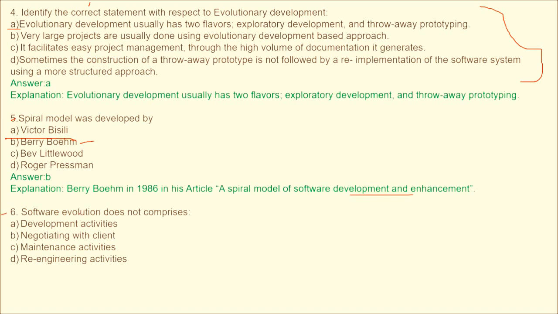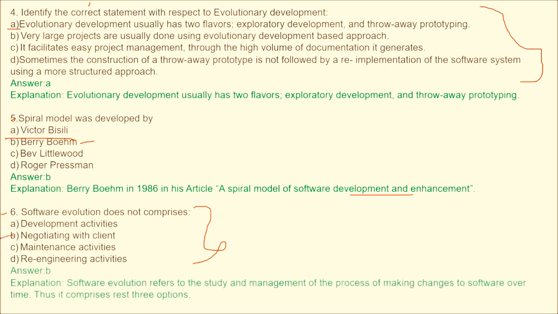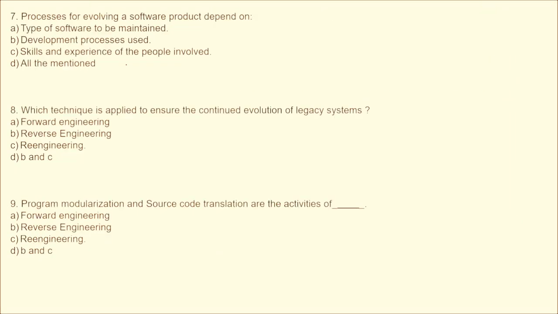Next, software evolution does not comprise which one of these? Development activities, negotiating with client, maintenance activities, re-engineering activities. Of course, the answer is negotiating with the client. Software evolution refers to the study and management of the process of making changes to software over time. So it comprises development activity, maintenance activity, and re-engineering activity, but not negotiating with the client.